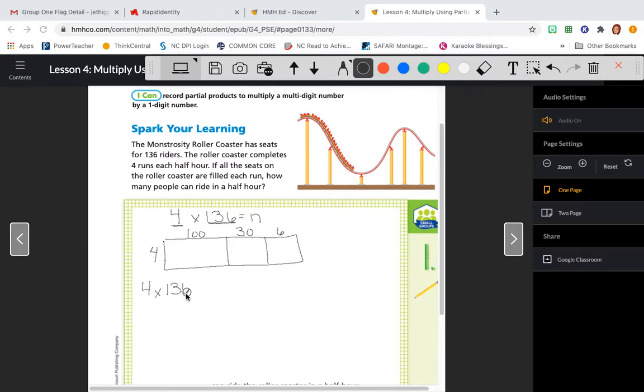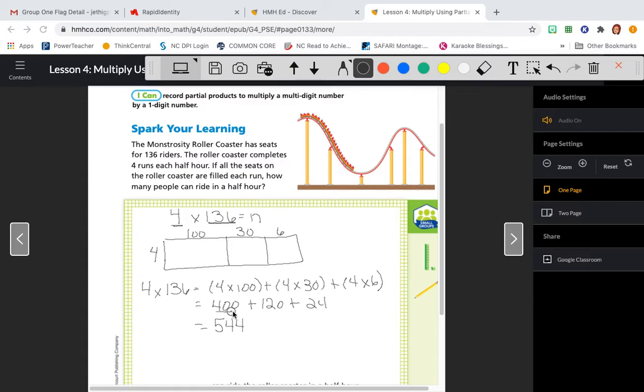So here's our equation again. If we did that with the distributive property, we would say 4 times 100 plus 4 times 30 plus 4 times 6. Then we would multiply and get the partial product for each. So that would be 400 plus 120 plus 24. And then we would add these together, and we would get 544.